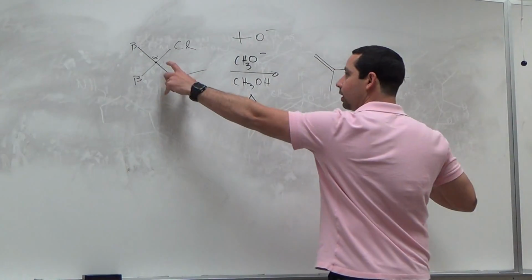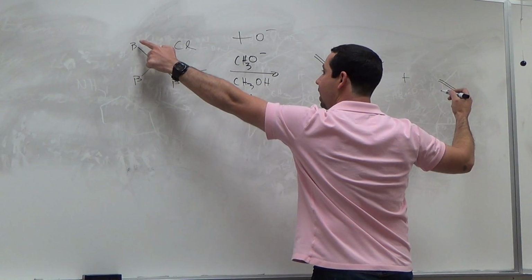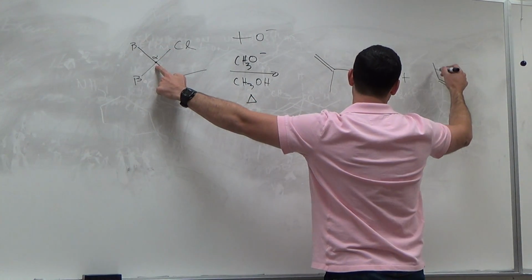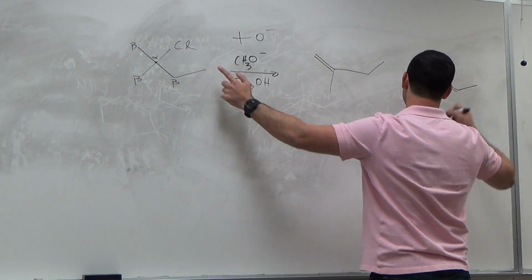The other one is going to have the double bond at the bottom here. So let's draw that double bond, and it's going to have a methyl and another methyl, and yet another methyl.